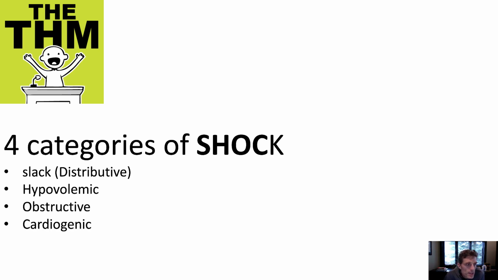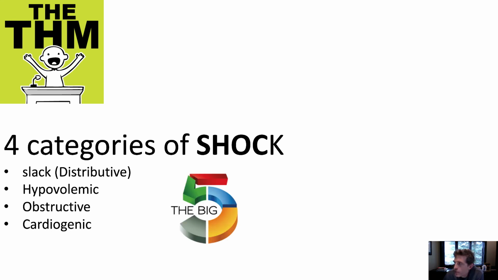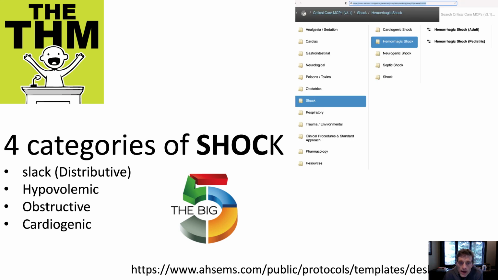So the take-home message: four categories of shock. Distributive, we use S as SLACK as the parallel for that. Hypovolemic, obstructive, and cardiogenic. Remember the big five. And for you non-STARS folks out there, this is where you can find the CCMCP on shock. I think this actually needs a little bit of work. We don't have an obstructive shock CCMCP. But as we all know, this is a resource that is in constant evolution, and we'll get there.